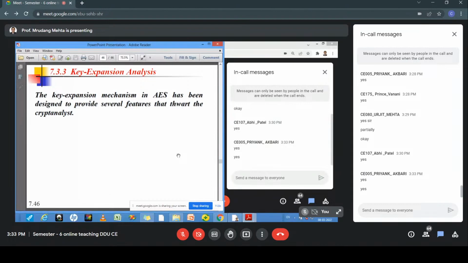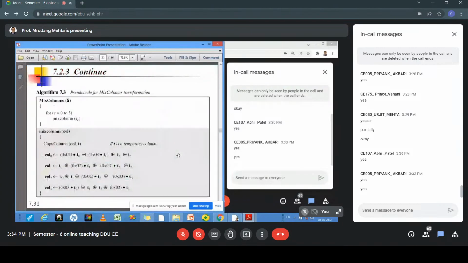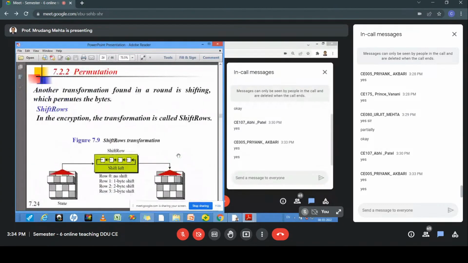So today's topic is the last topic of AES. So we will end AES today, and we'll also cover some other modes of operation which are used for applying both AES and DES algorithms. So first, the basic AES mechanism which we discussed till now, that is the process.